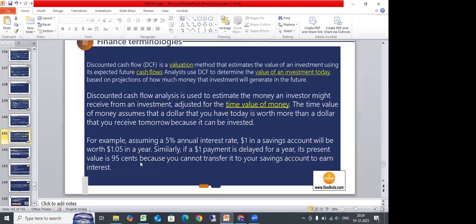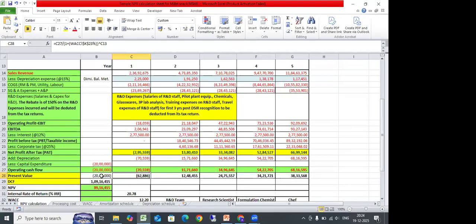So the formula is written in the Excel here. What is the formula? C27 is your operating cash flow divided by your WACC, which is 12.2%, raised to that year N. N is what? Your first year, 1. If you go to 2, here C13, it will be D30. So it will become 2 raised to N. That is the formula for the present value of future cash flows.